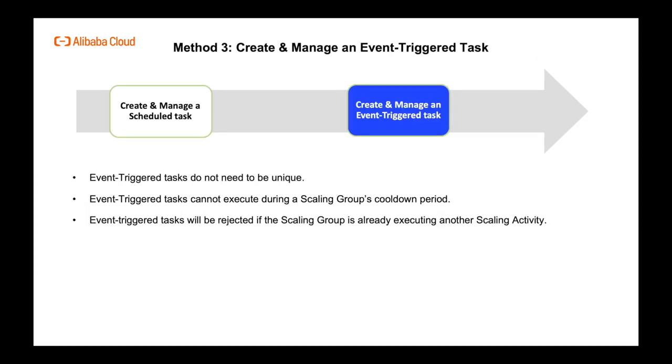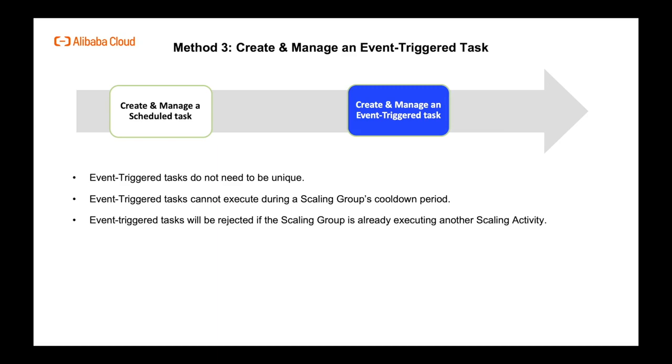So event-triggered tasks do not need to be unique. Event-triggered tasks cannot execute during a scaling group's cooldown period, unlike manual or scheduled tasks. And event-triggered tasks will be rejected if the scaling group is already executing another scaling activity. They will just not run. So if another activity is executing, then an event-triggered task will give up. It doesn't have a retry window like a scheduled task does.